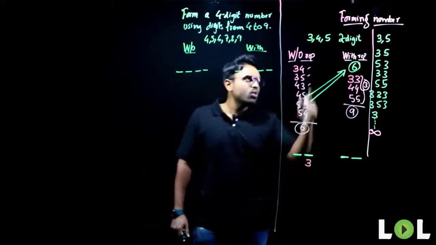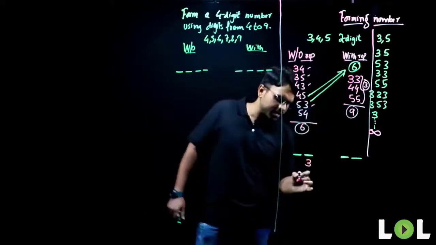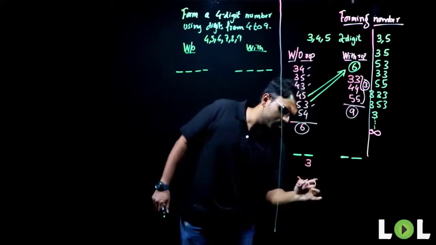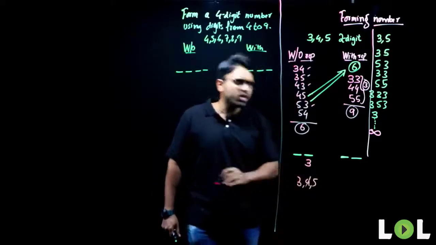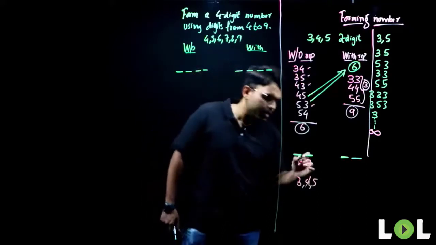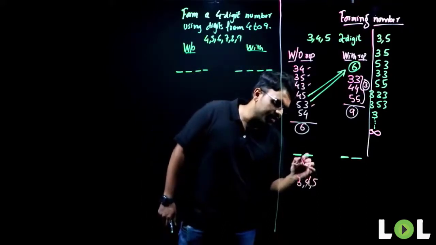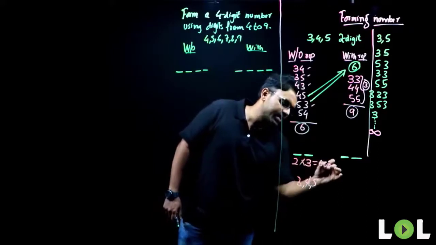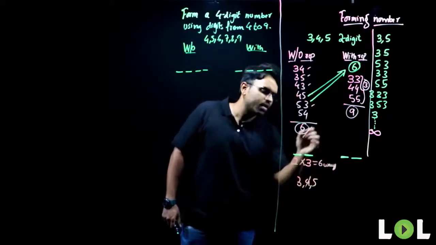Now, you have used up one among these three numbers, that is among 3, 4 and 5. Let's say you used up 4. In how many different ways can you fill the tens place here? You can fill it in 2 different ways. 3 into 2, 6 ways, which is exactly what we have got here.